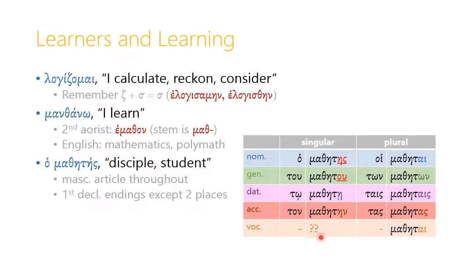Although in the singular, we don't see the vocative show up in the New Testament. We'll see other nouns of this class, and when we run into them, we can just refer to them as methetes type nouns. But again, the key to remember here is that you've got masculine articles and a masculine gender with mostly first declension endings.